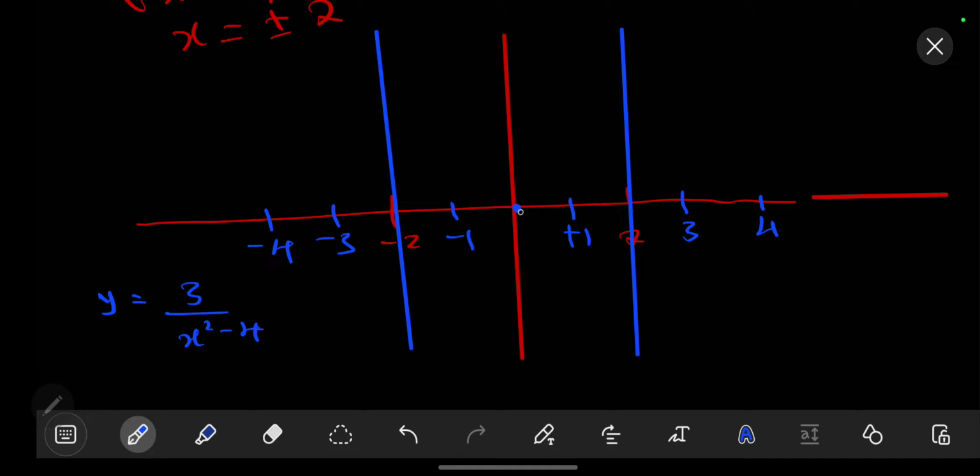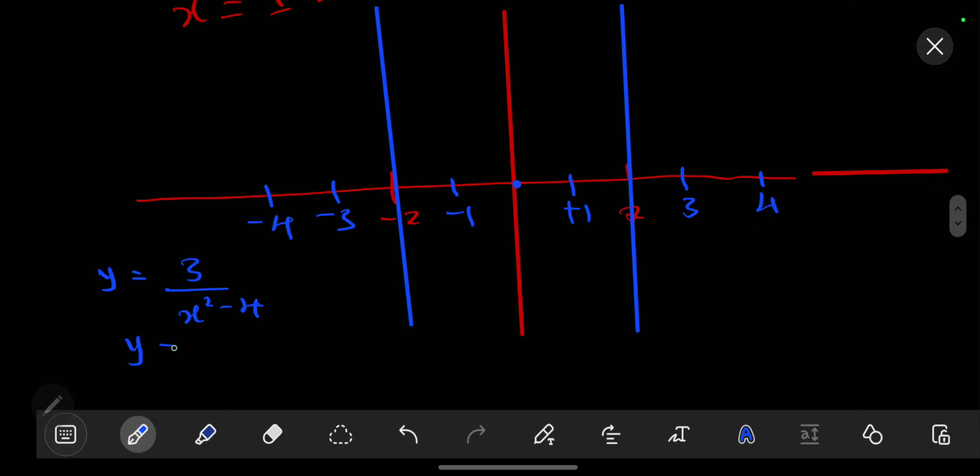So let's begin with the easiest one, which is 0. When x is equal to 0, we have 0 squared minus 4, which will be 3 over negative 4. 3 over negative 4 is not even approximately, it's negative 0.75. So if we have, let's say, a 1 here, then negative 0.75 will be somewhere here.